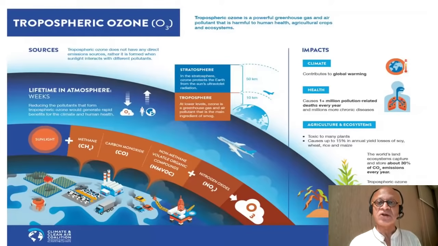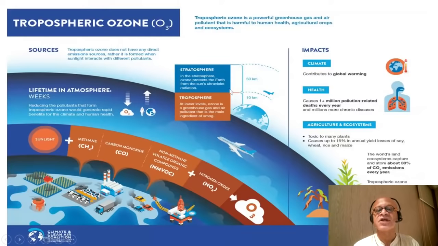So ozone in the stratosphere is good. But ozone in the troposphere is very bad. It's not only a very strong greenhouse gas, it's also terrible for human health, and we will see that it also reduces crop yields by having an impact on the photosynthetic processes and light availability and so on. So the sources here, tropospheric ozone does not have any direct emission sources in the lower levels. Rather, it is formed when sunlight interacts with different pollutants. So photolysis is the key chemistry word there.